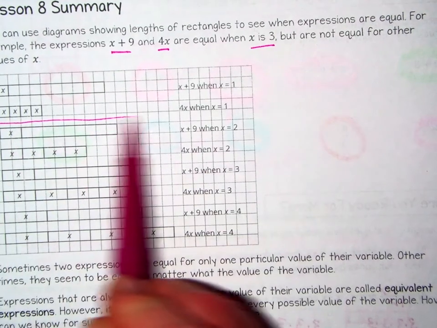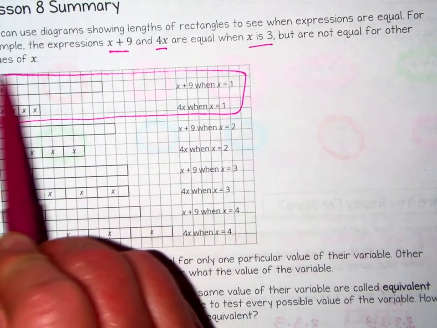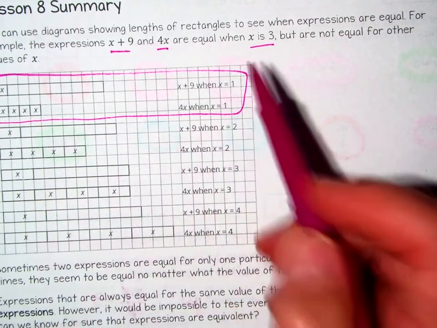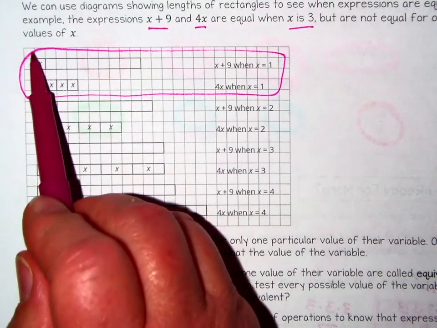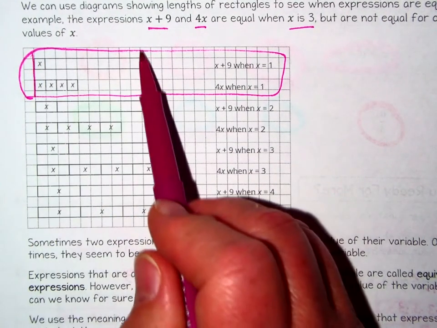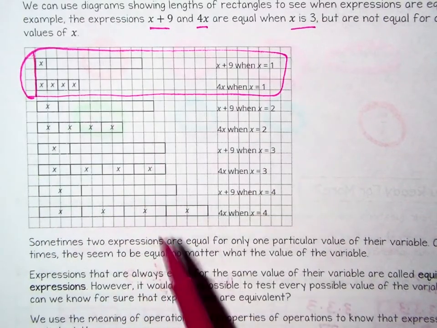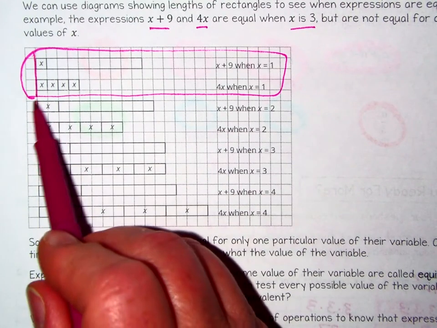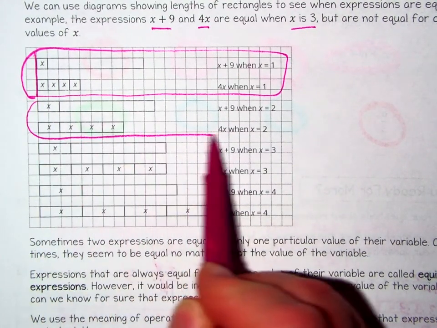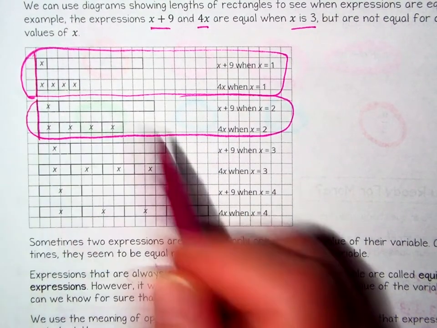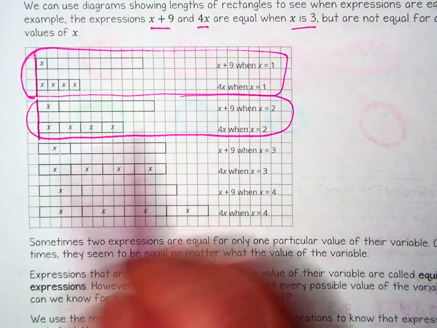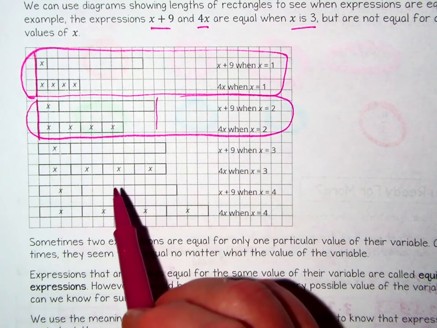Here is x plus 9 and 4x when x equals 1. And we can see they start at the same place on the left, but they don't end at the same place on the right. Here's the same two equations when x equals 2. And again, they start lined up on the left, but don't end up lined up on the right.